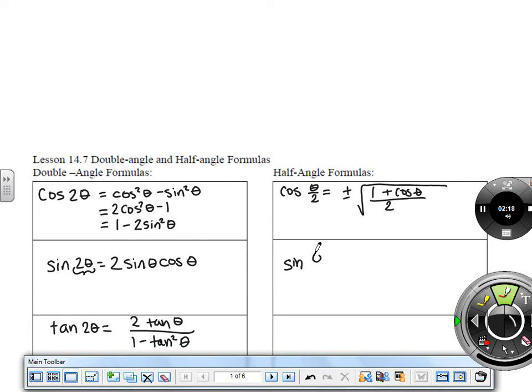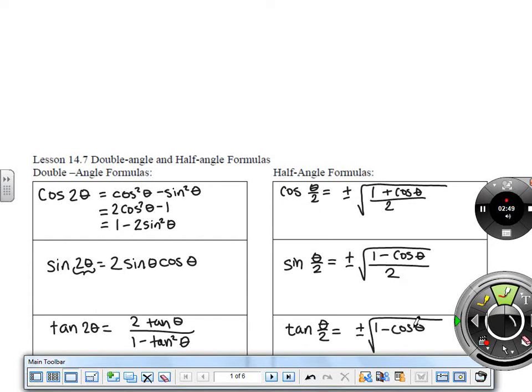Okay? So the sine of a half angle. For example, the sine of 15, we would go through and think of 15 as 30 divided by 2. And again, plus or minus, meaning not both in this case, but one or the other depending on what you know about the angle. And you would do 1 minus the cosine of 30, all divided by 2. And then for the tangent of a half angle, we would get plus or minus the square root of 1 minus cosine of theta over 1 plus cosine of theta.